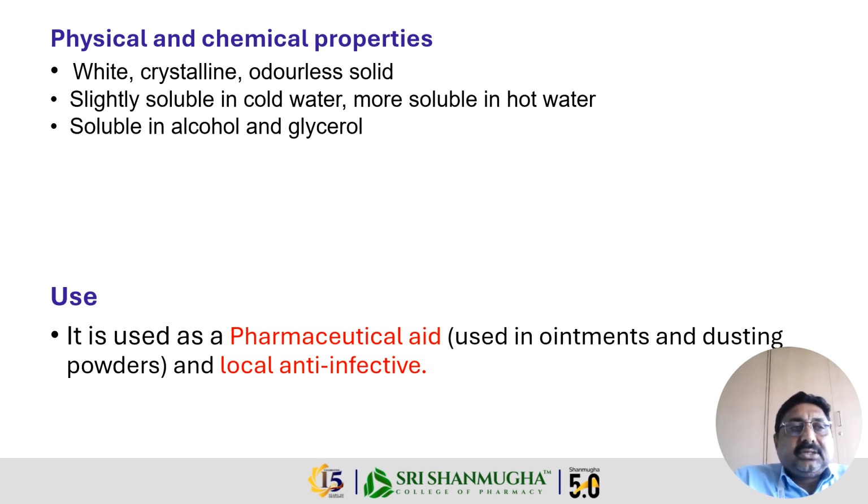It is a white crystalline odorless solid powder, slightly soluble in water and more soluble in hot water. It is also soluble in alcohol and glycerol. For physical properties, just write whether it is a solid or liquid and what is the color, odor, taste if possible. They will not give much importance to the physical and chemical properties. The main things are preparation, assay and uses. Right?